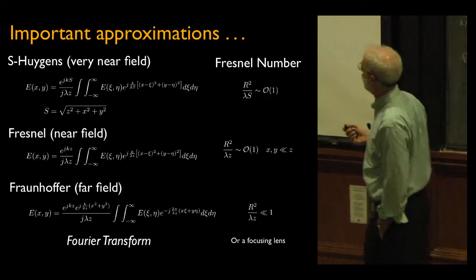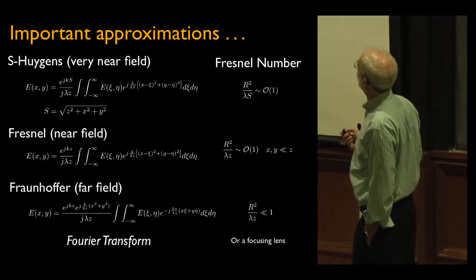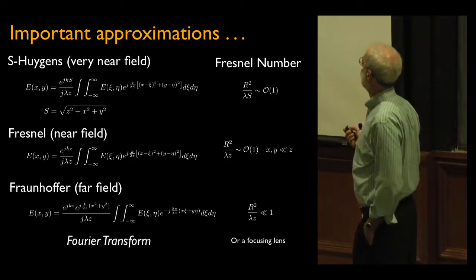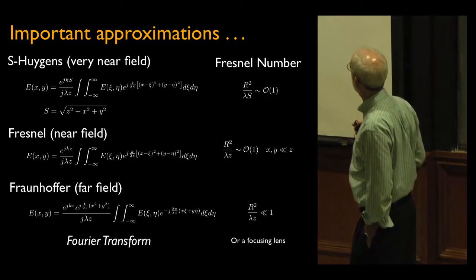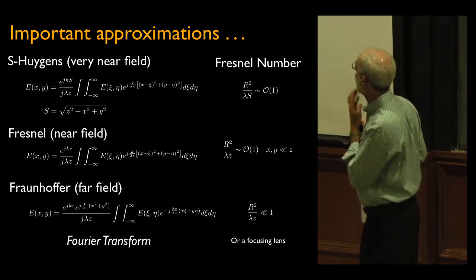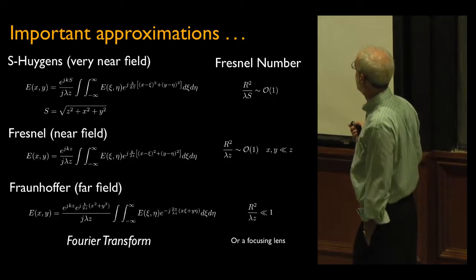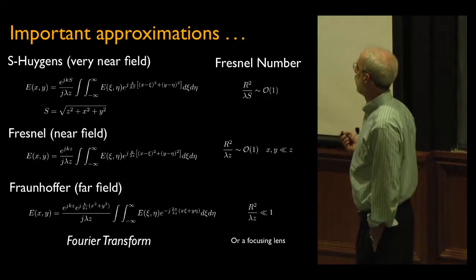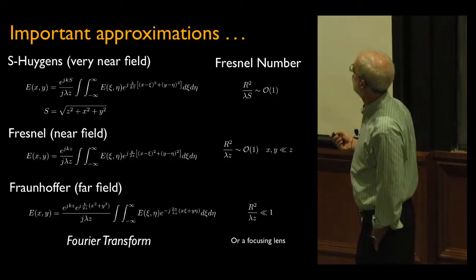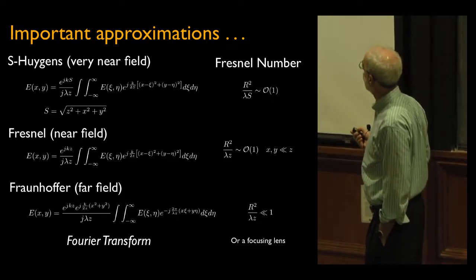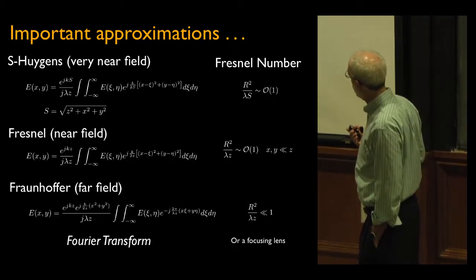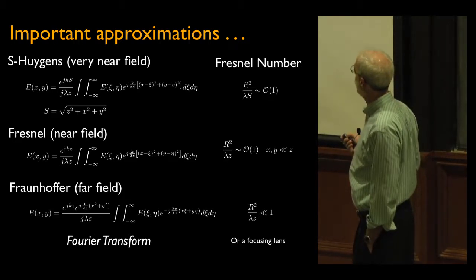A colleague of mine, Bob Vanderbei, coined the term S. Huygens. If you get sort of in the reasonably near field, so these numbers are defined, these are all determined by what's called the Fresnel number. So if the size of the aperture divided by the wavelength times the distance is of order 1, you're in what we call the Fresnel regime, and it reduces to this, which is actually a Fourier transform also, but it has this term that's quadratic in the exponential in the independent variables across the aperture.